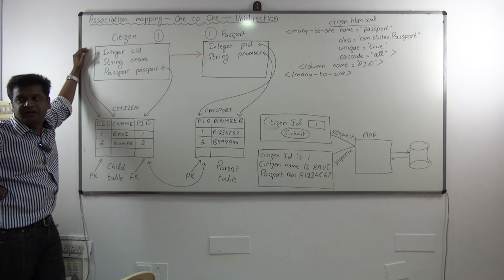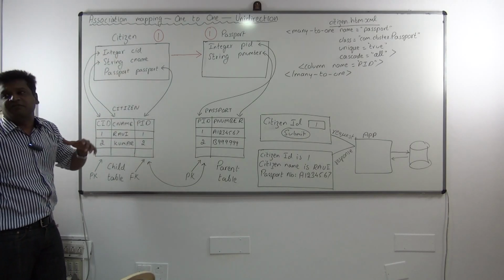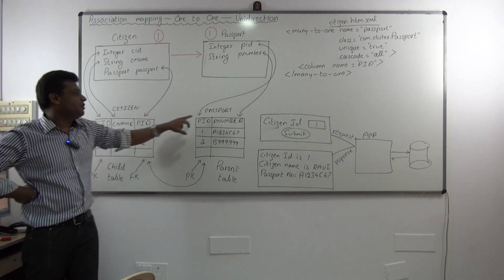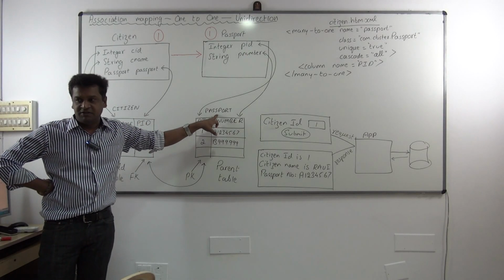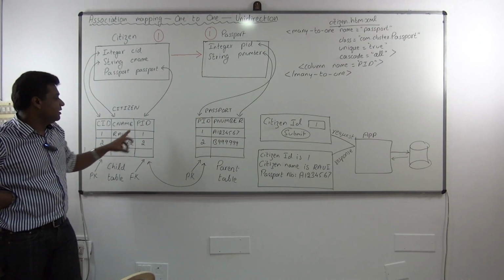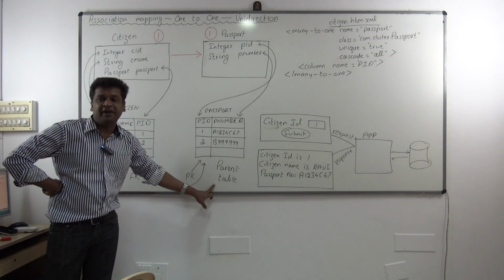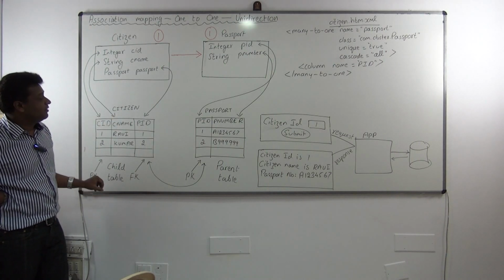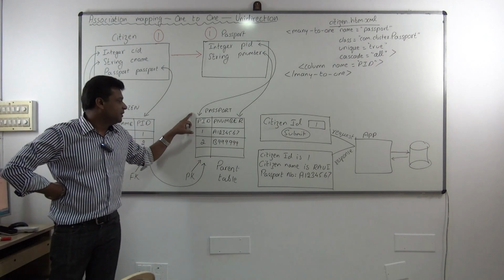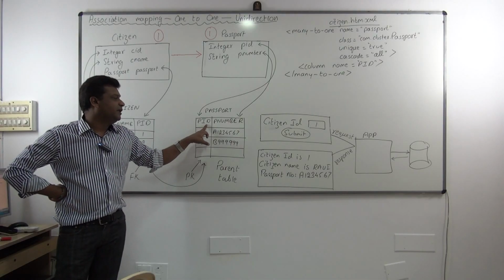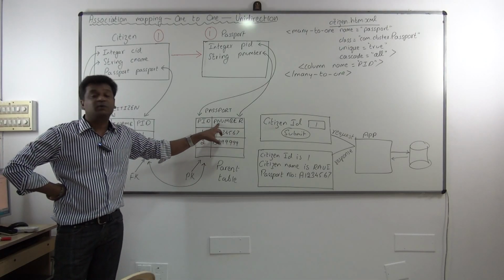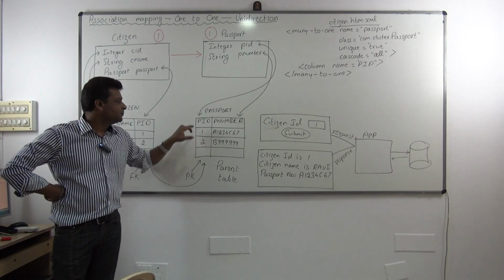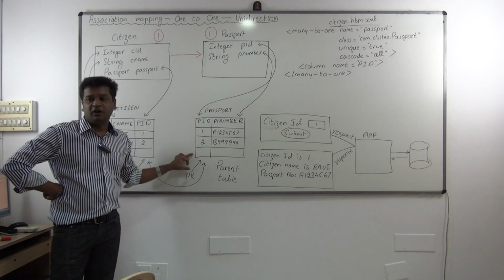To understand that very clearly, let us look at the design of our tables here. There are two tables, one is the citizen, the other one is the passport. Here the passport table is the parent table and the citizen table is the child table. In the passport table we have two columns: PID, the passport ID, and the passport number. PID is the primary key column here.